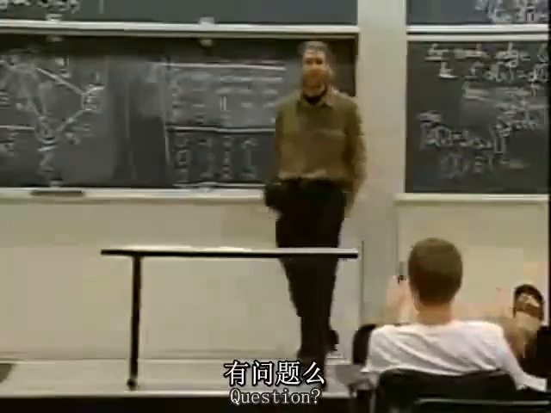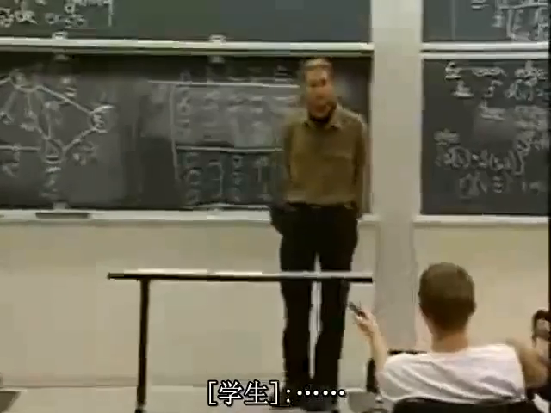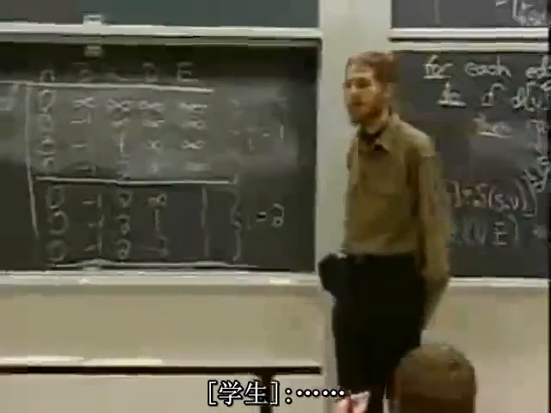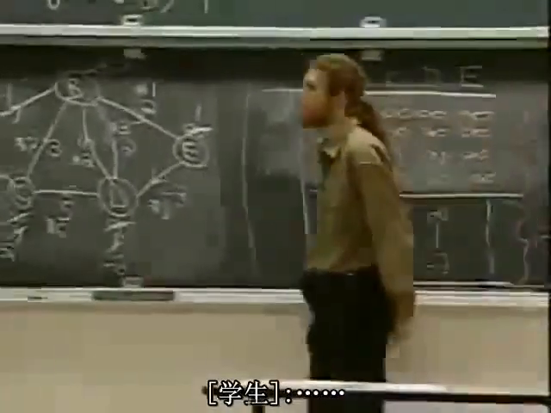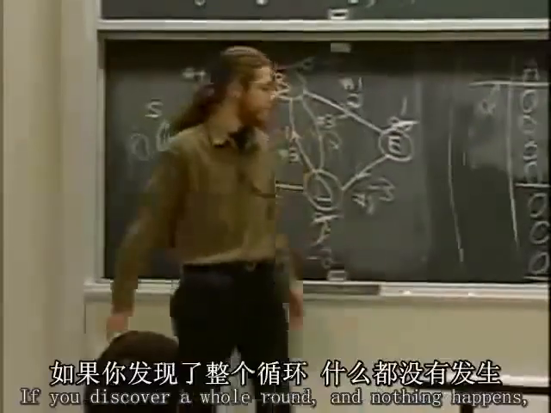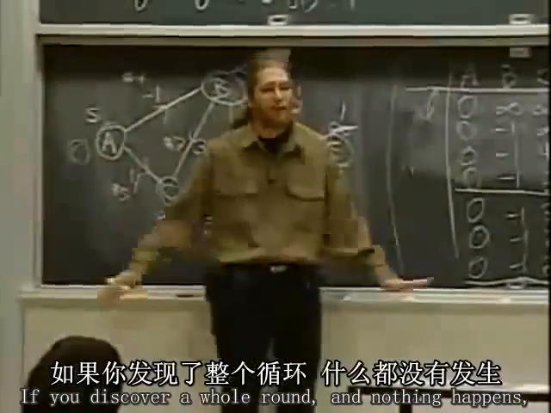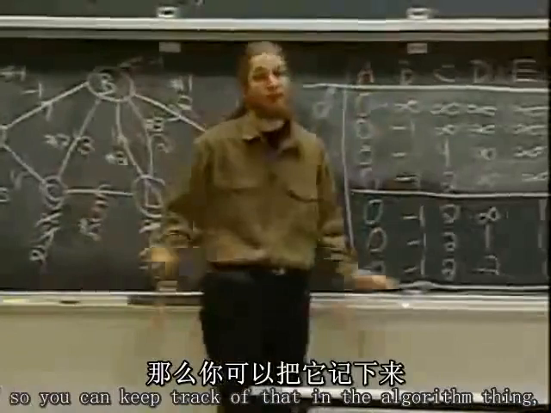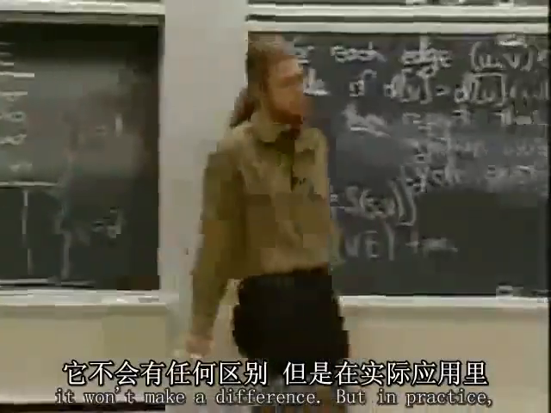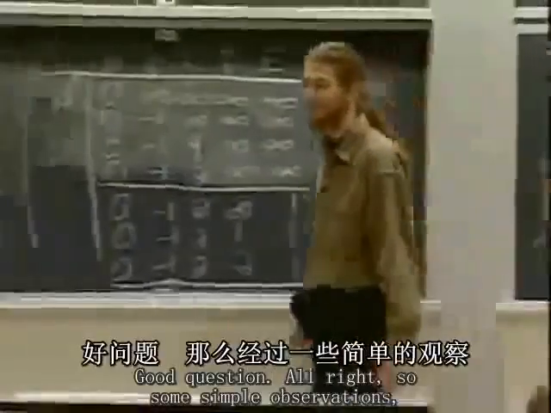Question? If you don't make any updates on one step, can you return and still be correct? Right, so that's an optimization. If you discover a whole round where nothing happens, you could keep track of that in the algorithm, and then you can stop. In the worst case, it won't make a difference, but in practice, you probably want to do that. Yeah, good question.